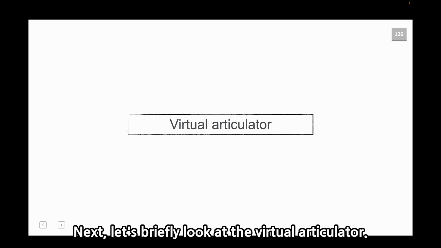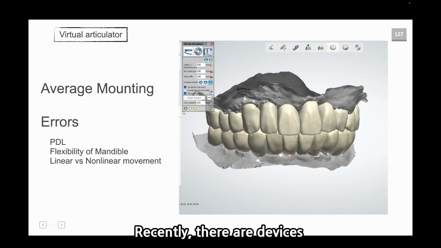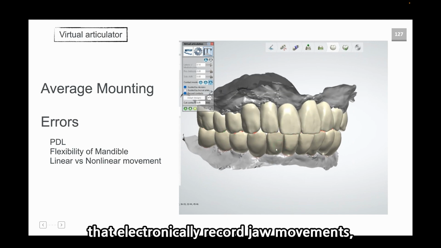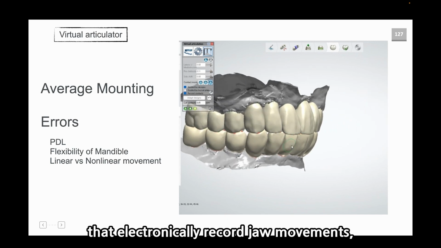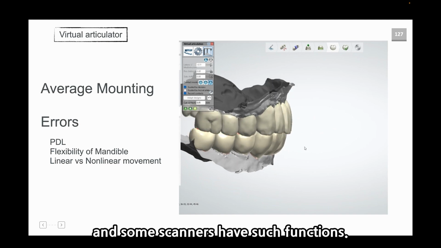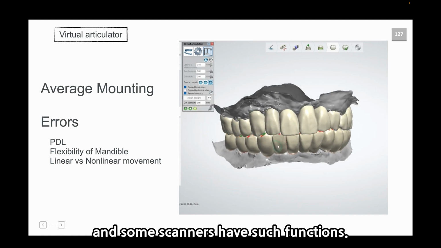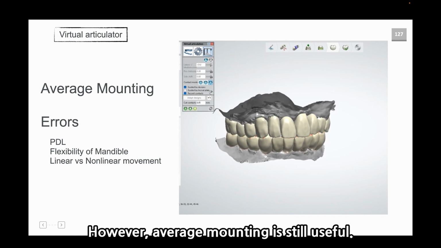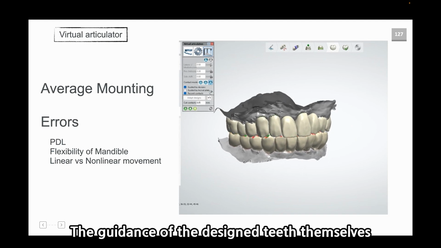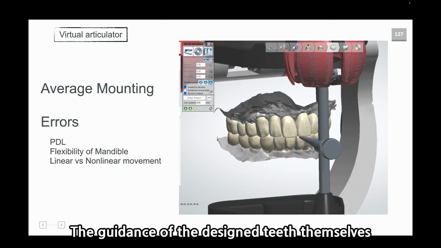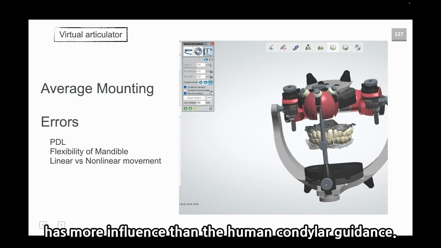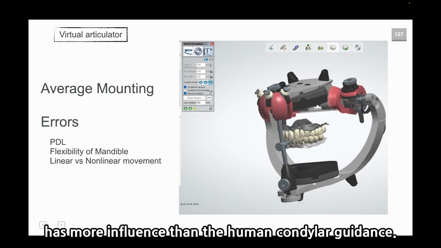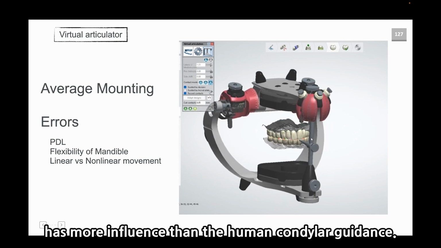Next, briefly look at the virtual articulator. Recently, there are devices that electronically record jaw movements, and some scanners have such functions. However, average mounting is still useful. The guidance of the designed teeth themselves has more influence than the human condyle guidance.